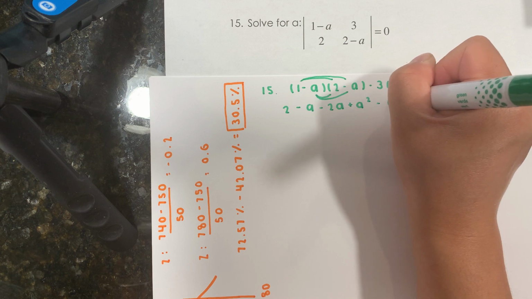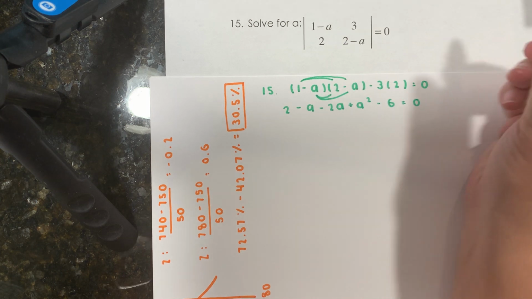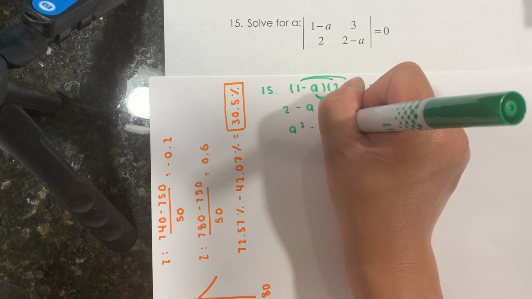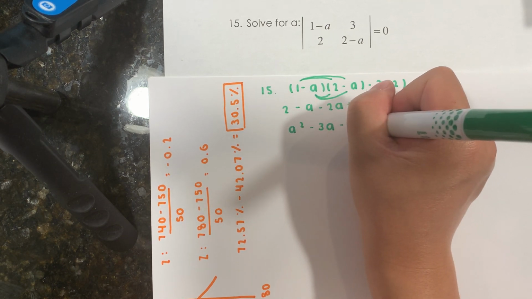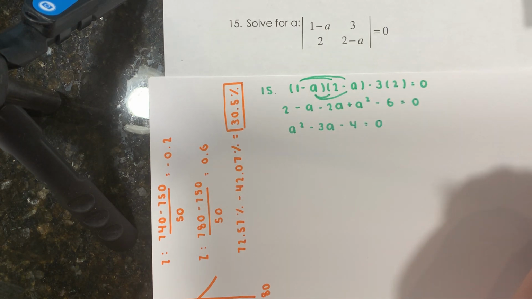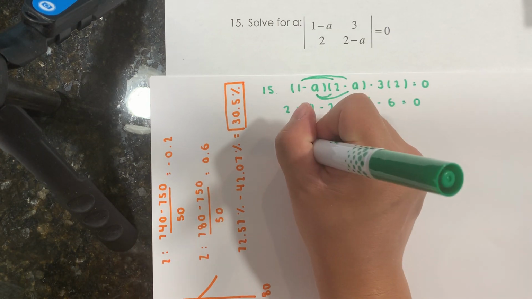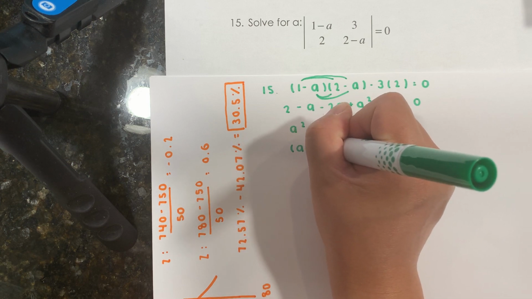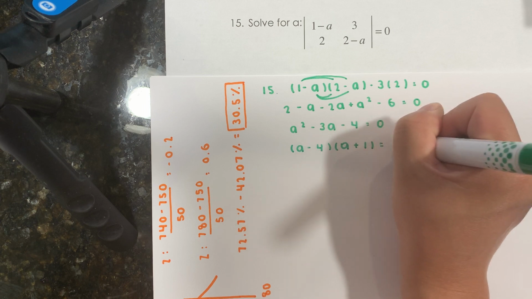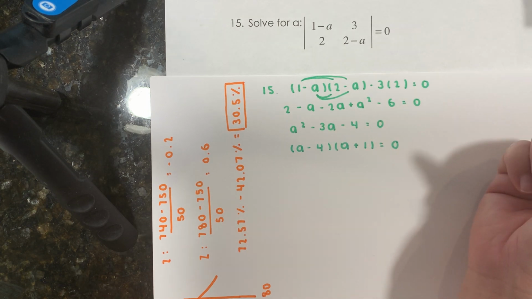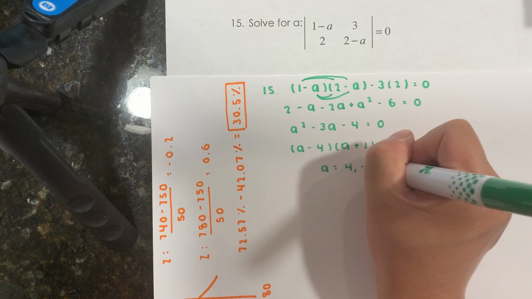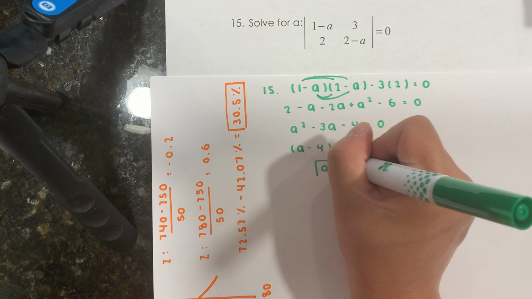And then minus 6. So this would be written a squared minus 3a minus 4 equals 0. And that does factor evenly for us. That would be a minus 4 times a plus 1 equals 0, which means I have two results for a. It would be a is equal to positive 4 and a is equal to negative 1.